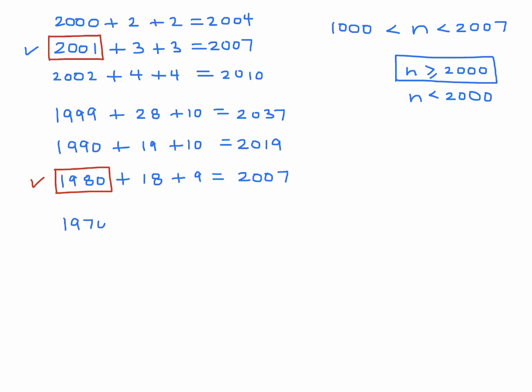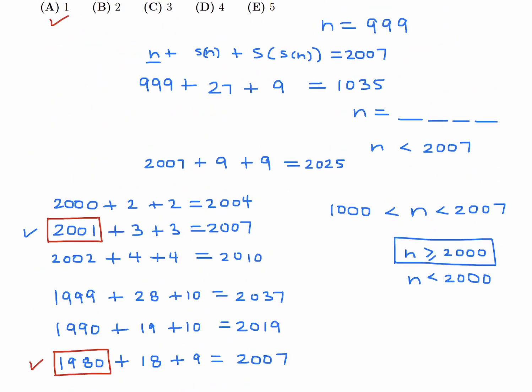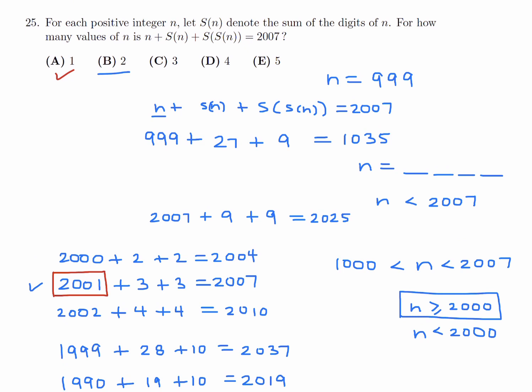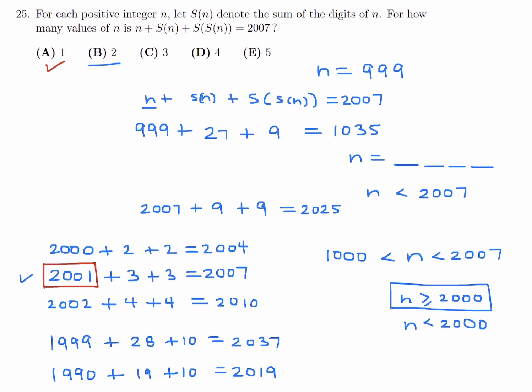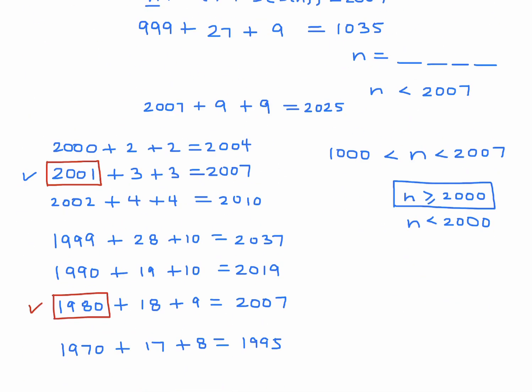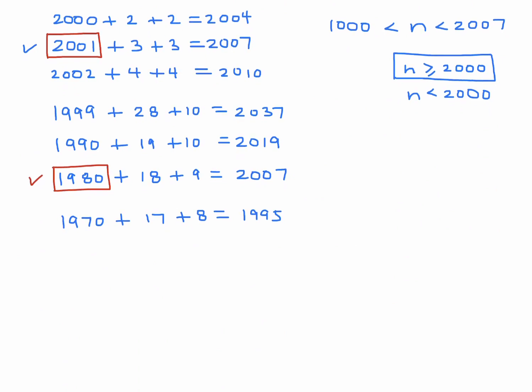Let's try 1970. That gives me 17 plus 8, and that is 1995. Okay, so we've gone lower, so that's it. Now, it's tempting to just say, okay, there's probably only two. Let's choose B and move on, or end. That's the final question on the contest. But the answer choices are actually 2, 3, 4, 5. They're going all the way up to 5. So that makes me think that there might be a couple more.